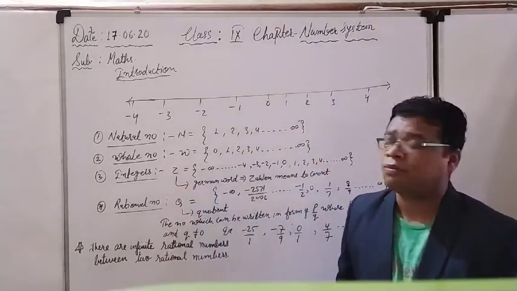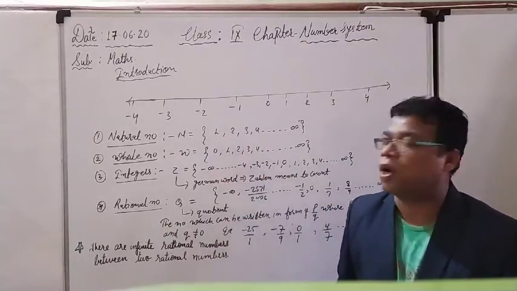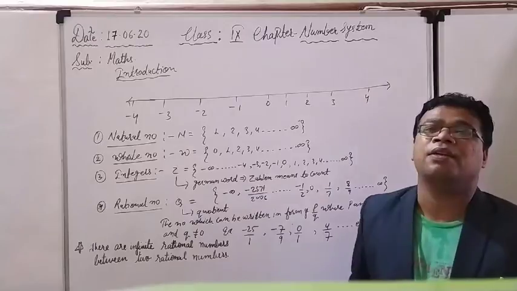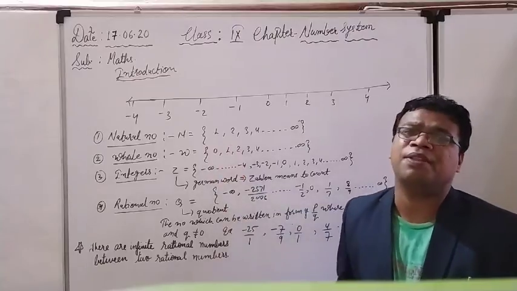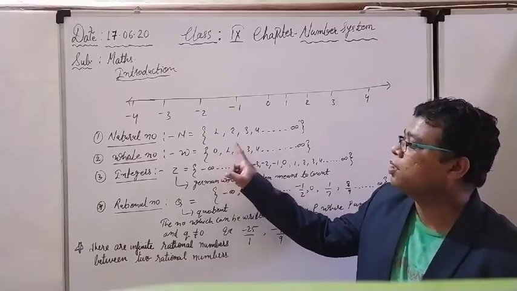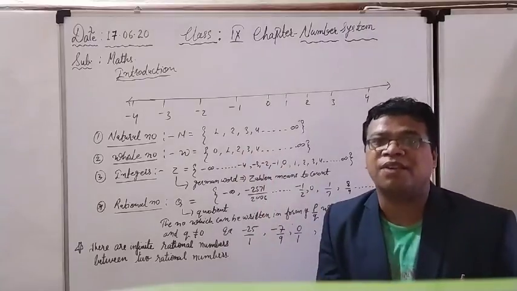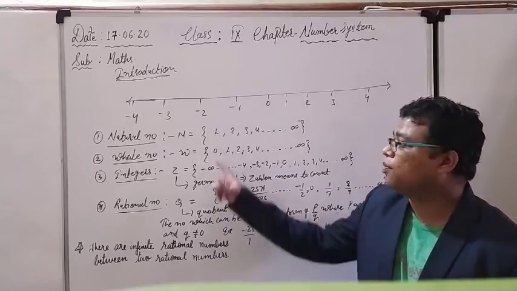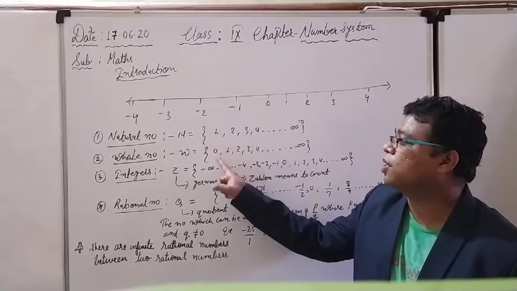Second is the whole number, and these are all positive numbers. You also know what the whole number is. The whole number is represented by the capital letter W. And the simple difference between the natural number and the whole number is that we only have to add 0. When we include 0 in the number series of the natural numbers, the new set of numbers that comes in front of us is called the whole number. So if you see the sets of natural numbers and whole numbers, you will find the only difference is because of the 0.